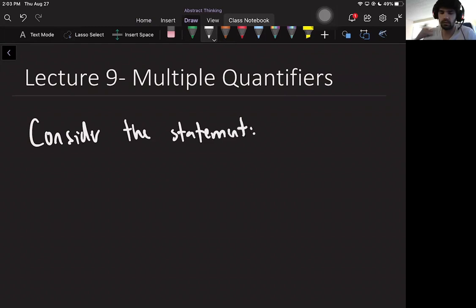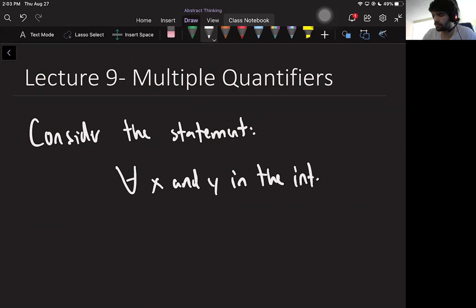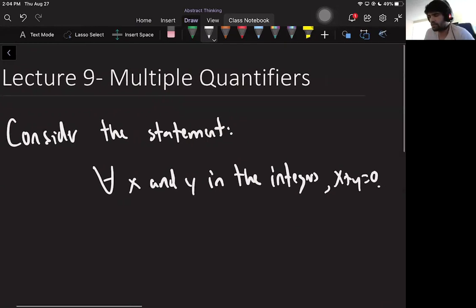So how about this? For any x and y in the integers, x plus y equals 0. So by now, I hope you can start to recognize just by reading things when they're true or false. So this is a false statement, but that's okay.